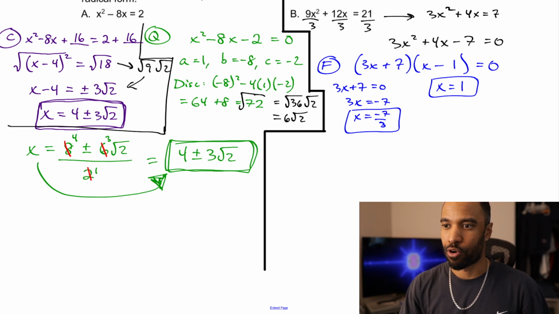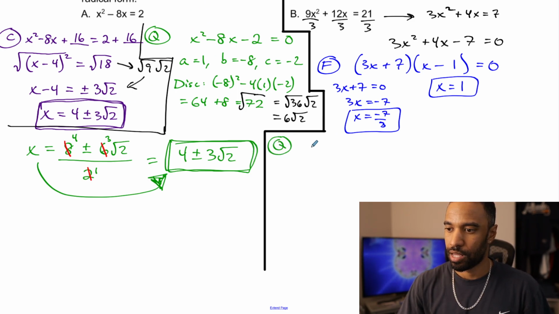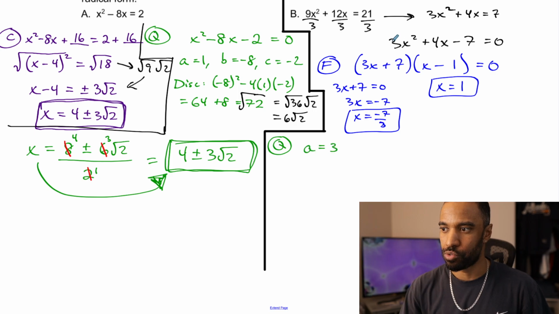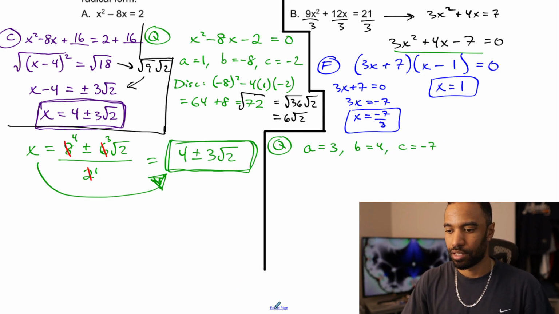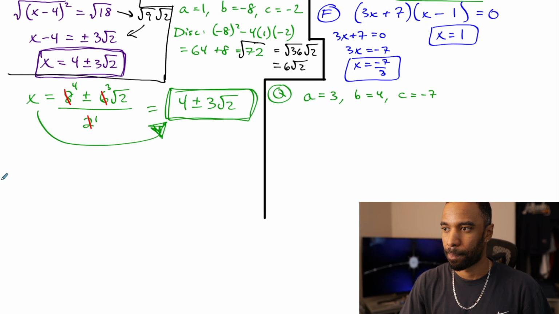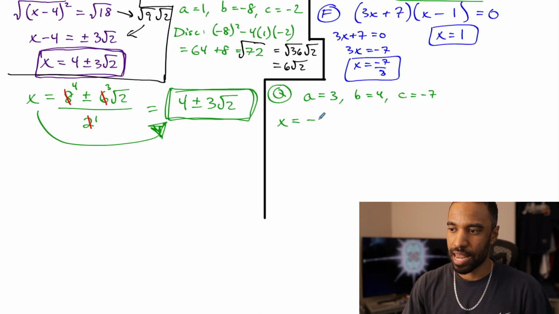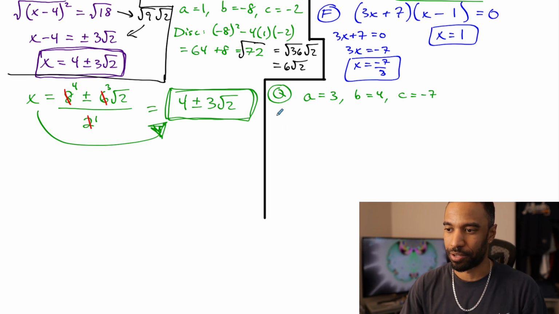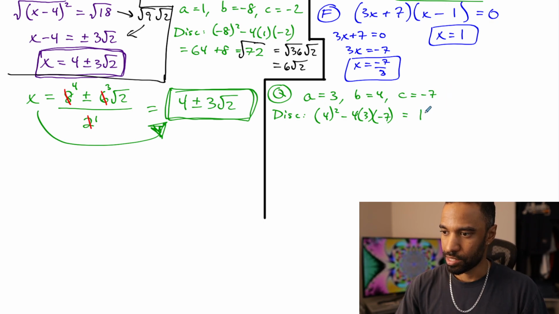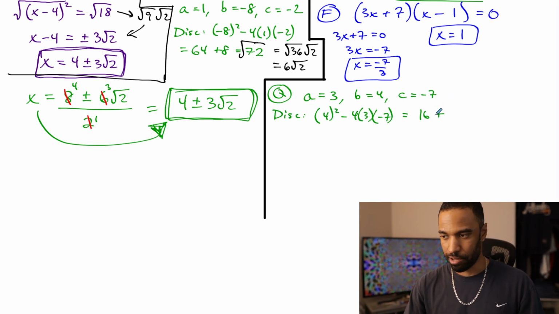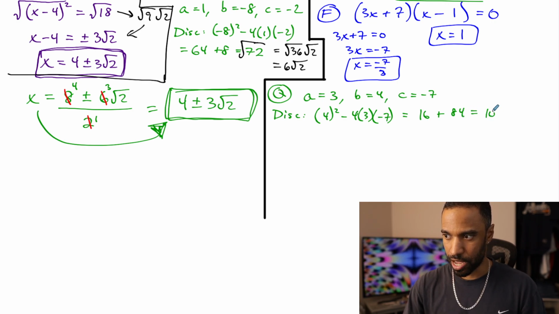Okay, quadratic formula down below. Remember, I have to use this form right here, standard form set equal to 0. A is 3. B is 4. C is negative 7. Here we go. X equals negative, oh wait, hang on, discriminant. Here we go. Discriminant b squared minus 4ac is 16 plus 84, which is 100.